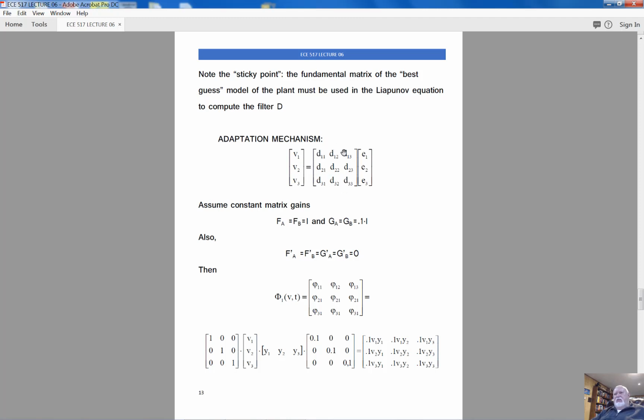Okay, this matrix filter has to be designed. And this expression is part of the adaptation mechanism, of course. The next, let's make our life simple. And we will say that matrix FA and matrix FB are both equal to unit matrix, to unity. For matrix GA and matrix GB, we will have 0.1 times unity matrix. And matrix FA prime, FB prime, GA prime, and GB prime, we will turn into null matrices. So our adaptation mechanism will be quite simple.